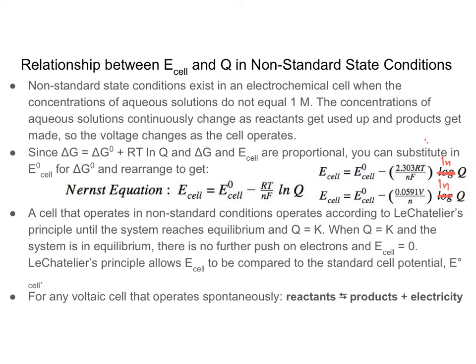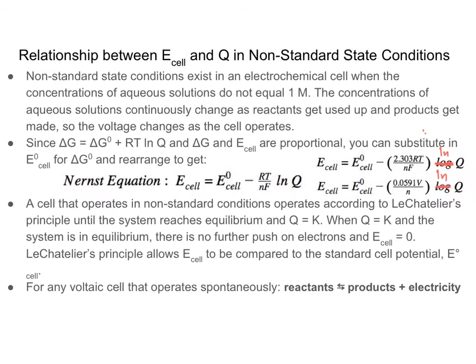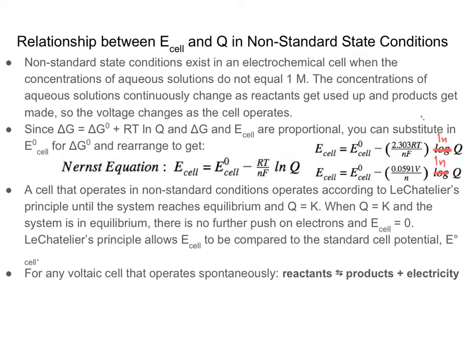So the reason why I'm starting back at this particular slide is because it talks about the relationship between the cell potential and Q in non-standard state conditions. One of the things that's important to understand about that is it gets us to the Nernst equation. The Nernst equation tells us that the non-standard cell potential equals the standard cell potential minus RT over n, the number of moles of electrons, times the Faraday constant, times the natural log of Q.